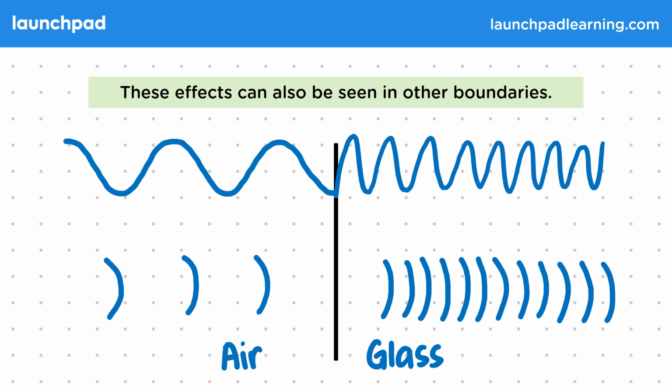So we can deduce that the waves were travelling fast in the air, but the transmission has caused them to slow down in the glass. For your exam, make sure you understand and can explain what's happening here, especially for sound waves.